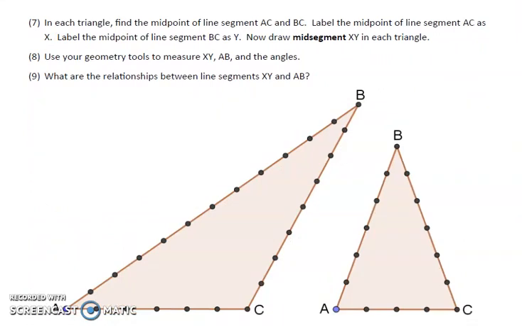In each triangle, find the midpoint of line segment AC and BC. Label the midpoint of AC as X and of BC as Y, same thing we just did. Draw in line segment XY, then use your geometry tools to measure the segments and the angles, and see what relationship appears to be true.